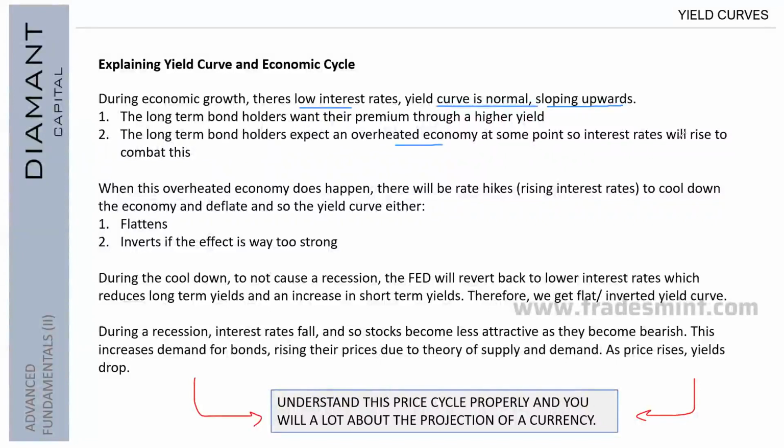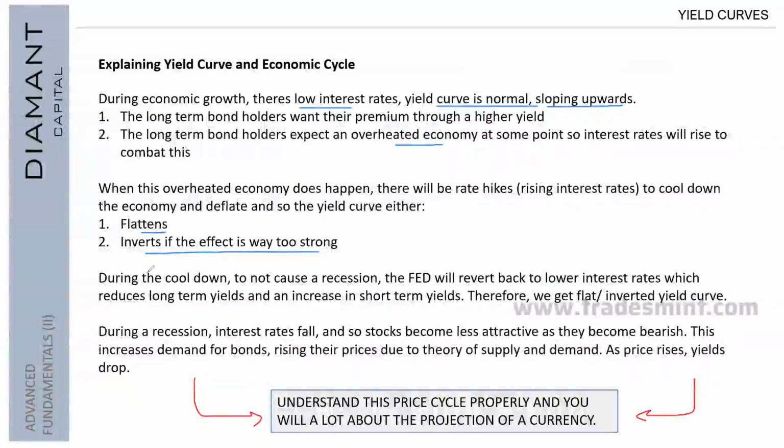So you've got to refer back to inflationary conditions. What happens when the economy is growing at a pace where inflation increases and everything? They expect an overheated economy, and what's the result of that? The Fed will eventually increase interest rates to combat this. Now, when this overheated economy does happen, there will be rate hikes, so a rise in interest rates to cool down the economy and deflate. So there's two choices: the yield curve either flattens or inverts if the effect is way too strong.